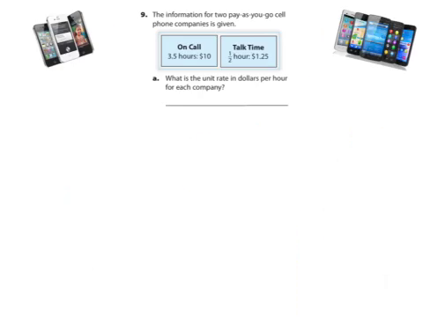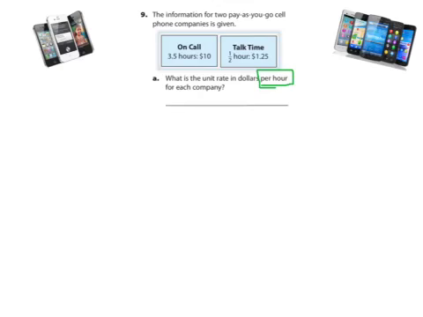The first problem on your homework says the information for two pay-as-you-go cell phone companies is given. Underneath you see two different boxes. One box is for the on-call company. The other box is for talk time. Question A: what is the unit rate in dollars per hour for each company? If you remember from last week, this is what we're looking for to get started. Per hour means I need 1 hour for each company.